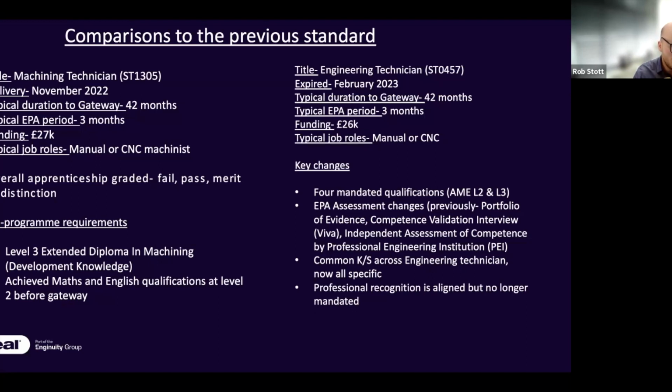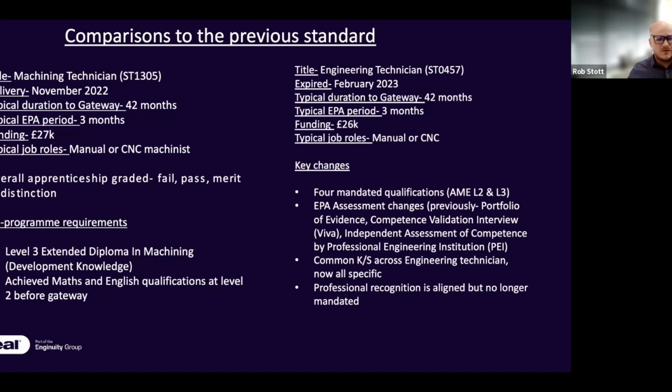On-program qualifications, so we're going to be looking at our EAL qualification, which is the level 3 extended diploma in machining, which is development knowledge, and that's part of the on-program qualification requirements. And also learners should have achieved maths and English at level 2 before entering gateway. So it's important to understand that before entering gateway.